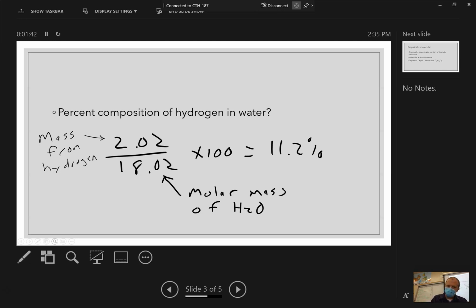So water is 11% hydrogen by mass-ish. And the other 89-ish would be oxygen. Questions about that? So, we can, of course, do this for any element, for any compound. We'll look at a couple more examples in a minute, but first just a couple of definitions to get out of the way.